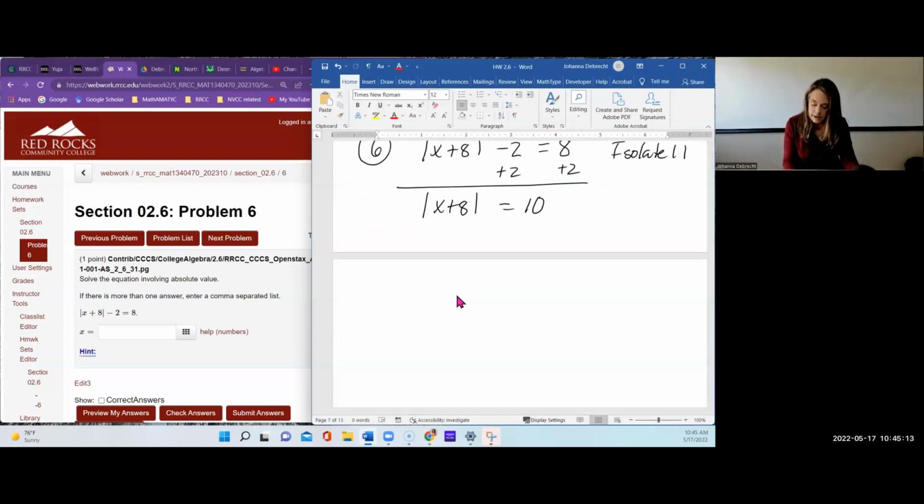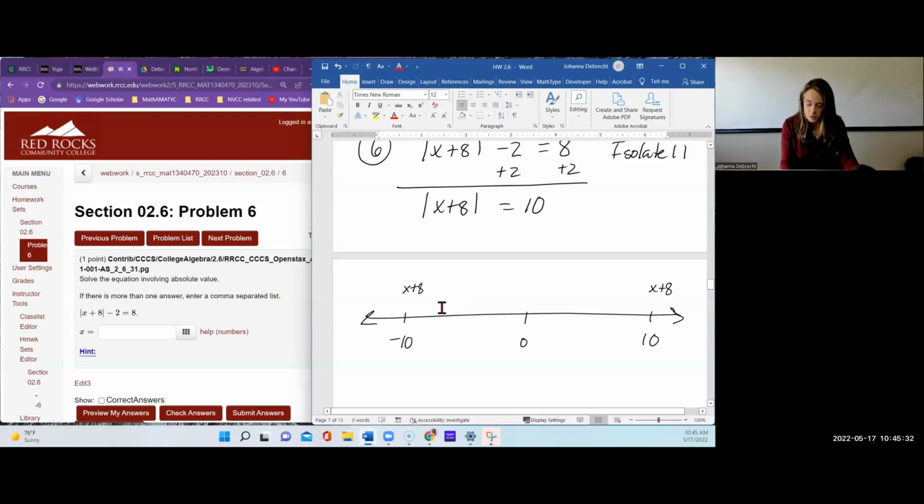What does that mean? That means on the number line, either the distance it is from 0 is 10 or 10 steps to the left at -10. x plus 8 is either here or it is here. Again, we're talking about the distance from 0. This distance equals 10. That's the way to interpret an absolute value, the distance from 0 on the number line.